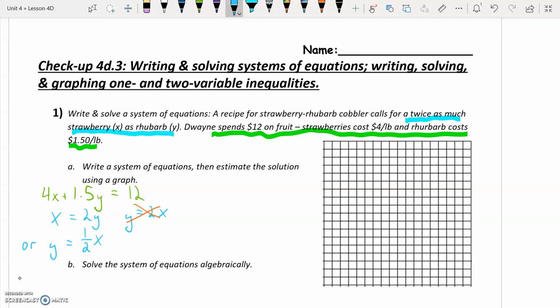times x. So both of these say the strawberries, the one on the top, says strawberries are twice as much as the amount of rhubarb. The one on the bottom says the amount of rhubarb is half the amount of strawberries. So either of those would work and give you the same values, the same equation.